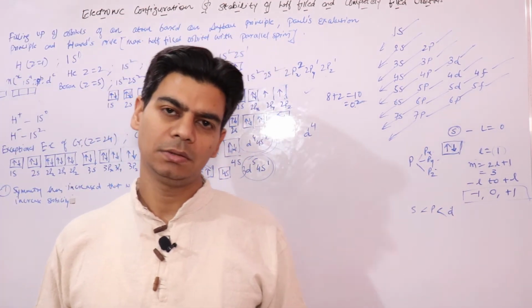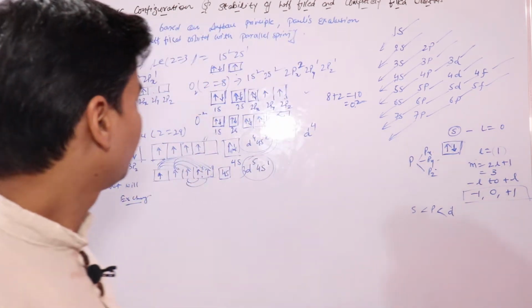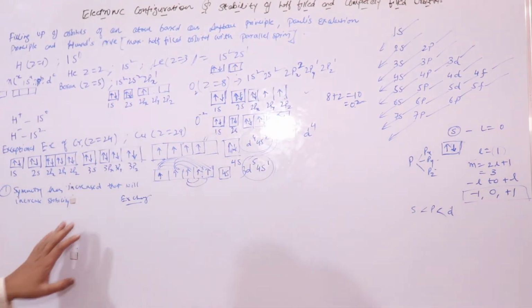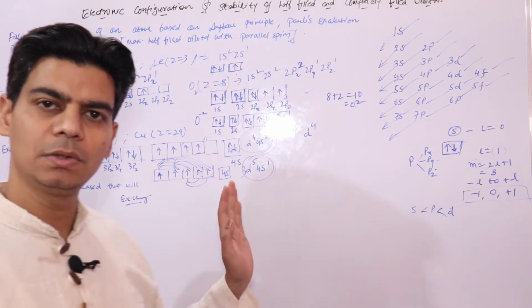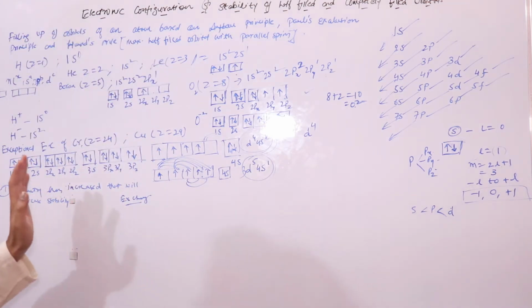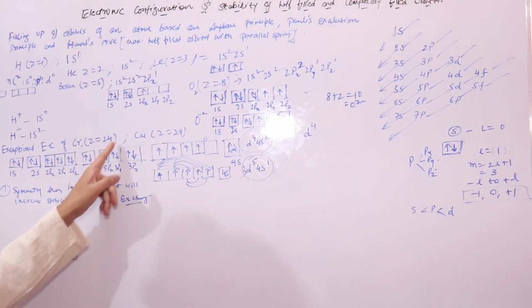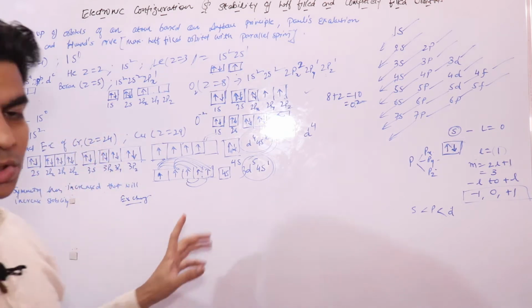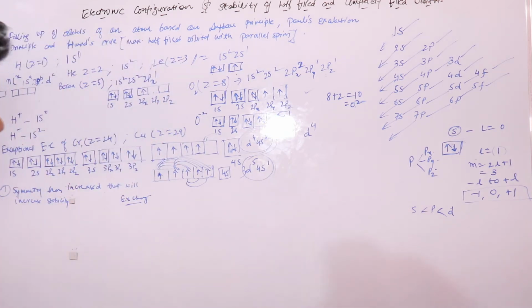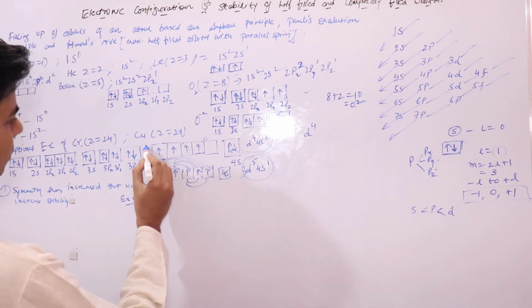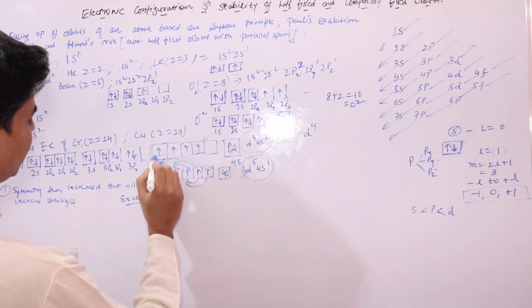Now in this video lecture we will go through the electronic configuration of copper. In the previous video lecture we have seen how the electronic configuration of chromium was different than usual. What was the usual configuration? This was the usual configuration.